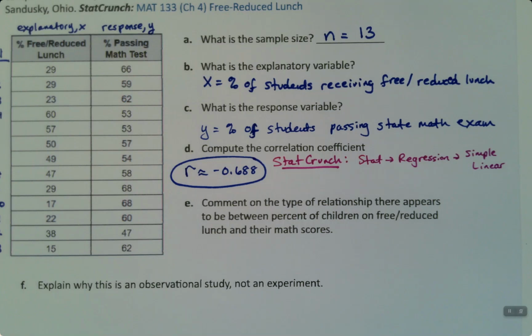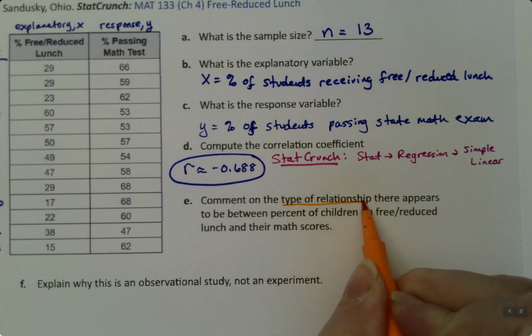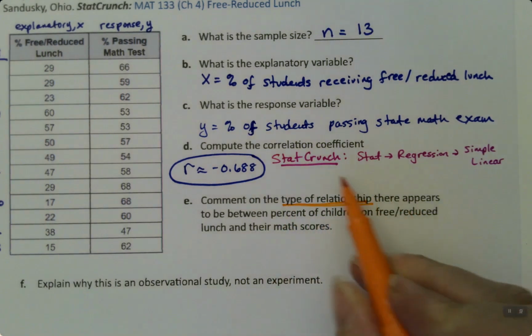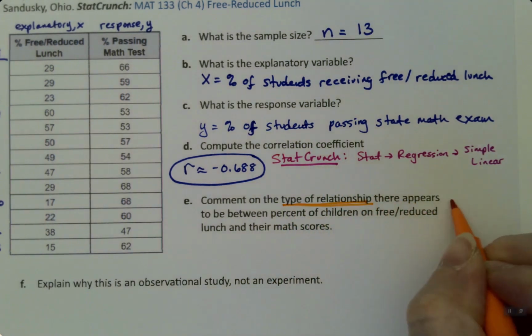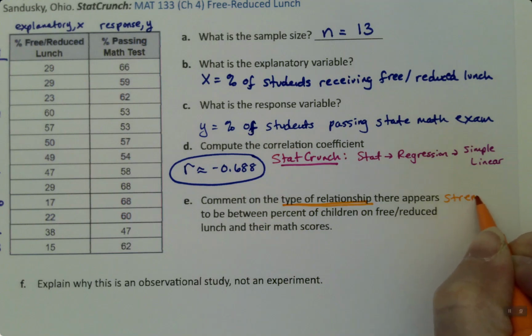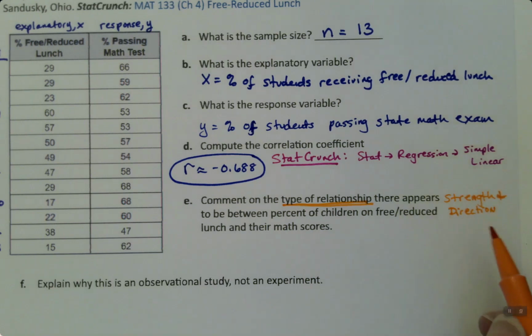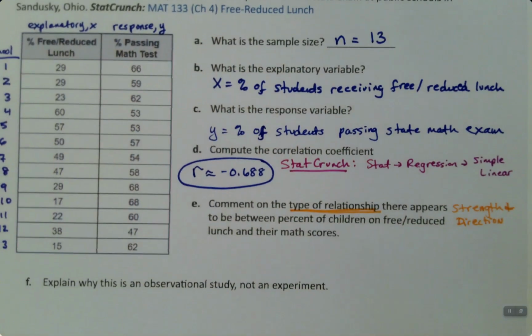All right, now we want to comment on the type of relationship. The type of relationship is really talking about strength and direction. So let me just add that in here. Type of relationship, that's code for strength and direction, which luckily for us is exactly what the correlation coefficient gives us, as mentioned above. Right? So strength and direction.